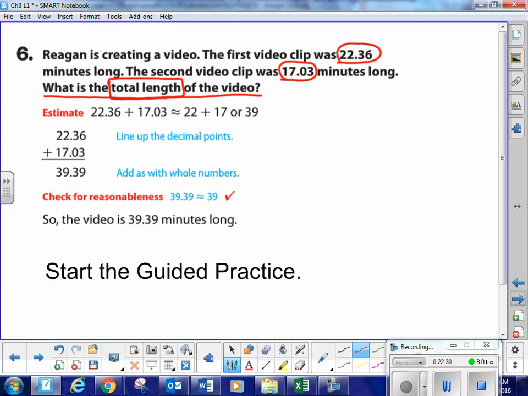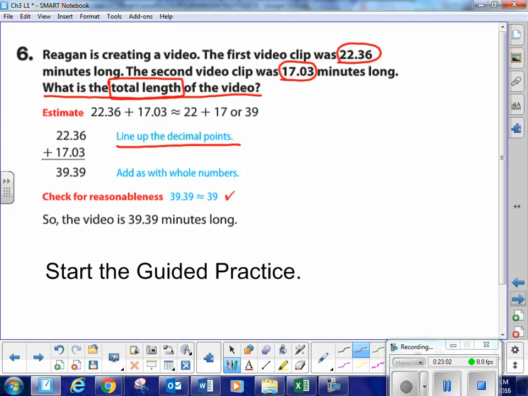That tells us we need to know what the total is, which leads us to know that we need to add them, okay? And then we evaluate the steps to take, okay? We need to, first, it's decimals, and it's adding. So what's the first thing we need to do is we need to line up the decimal points. Remember, when we add or subtract decimals, we line up the decimal points. Okay, now we're going to solve it. Okay, we line up the decimal points like they have done. They add as with whole numbers, and they come up with 39.39.